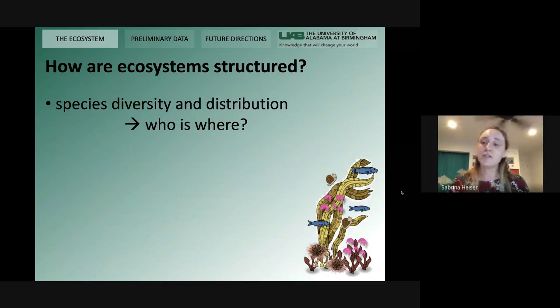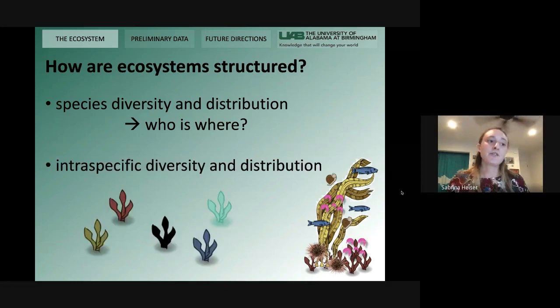But it is not just species diversity that we need to worry about. Something that we understand even less about is intraspecific diversity and the distribution of those organisms. So answering the same basic question as before, of who is found where, but at a slightly different level within the ecosystem. And intraspecific diversity is just as important as species diversity, especially when it comes to the resilience of populations and ecosystems towards changes within the environment.